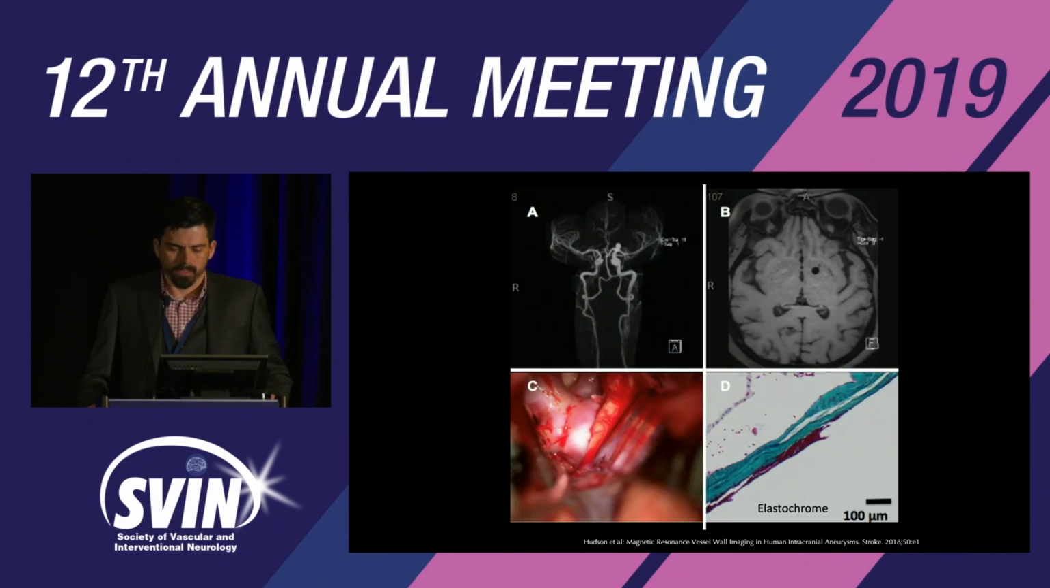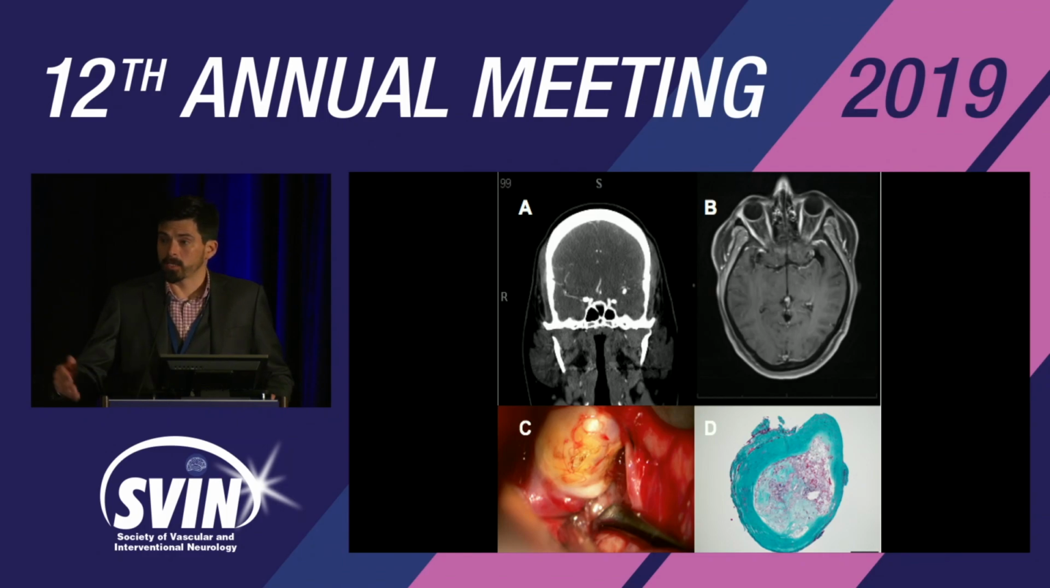One of our studies was published last year, and we tried to correlate this imaging finding with histopathology. So basically, for example, we have a carotid terminus aneurysm on the left that did not enhance. You see it on the axial MRI. The dome of the aneurysm was clipped, and we sent the tissue for pathology, and we stained it and quantified the amount of elastase.